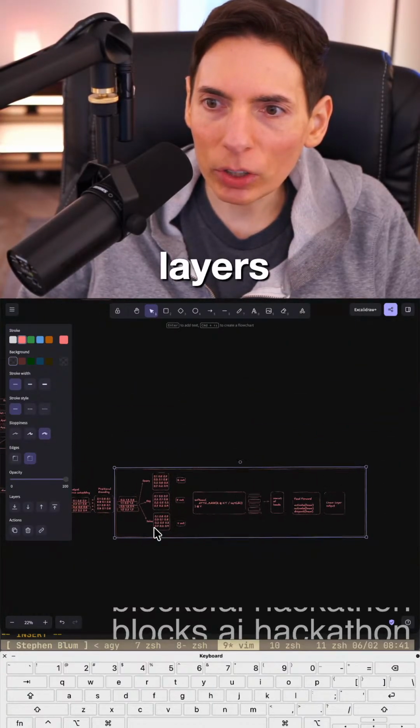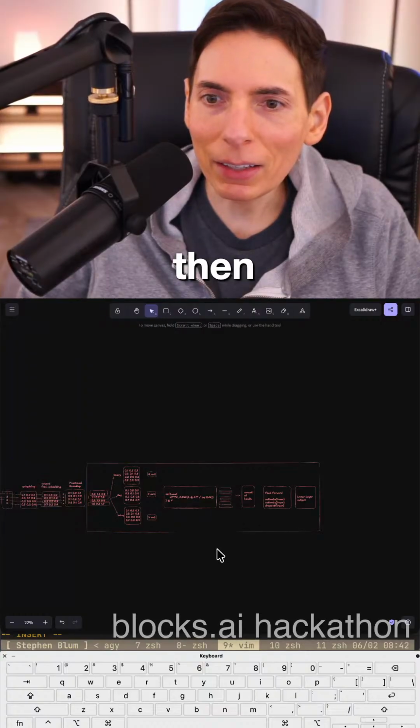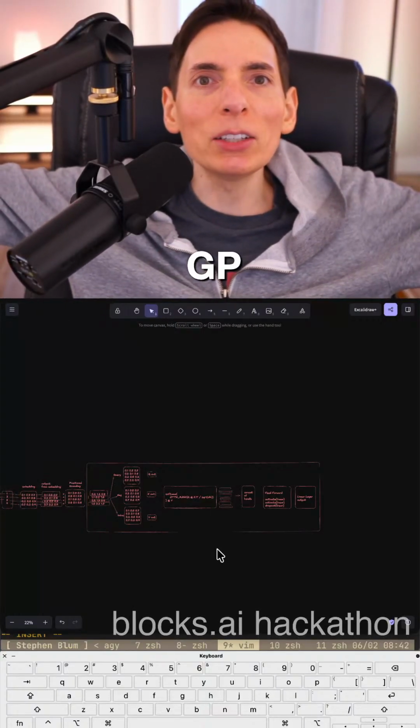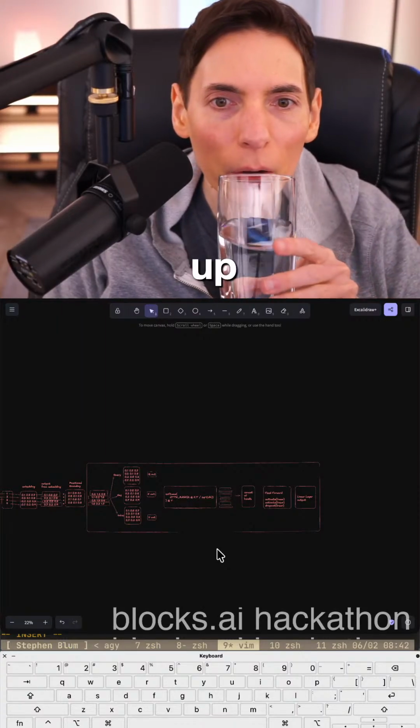So these layers can be repeated multiple times. And then boom, ChatGPT, you guys. ChatGPT, we did it! We have to build it now. Let's code it up.